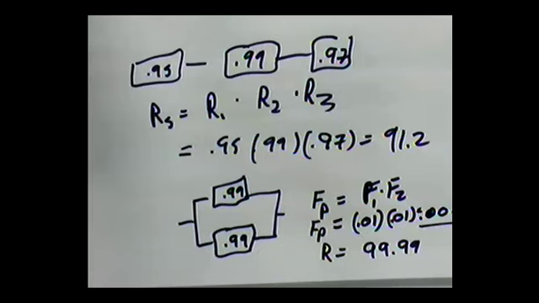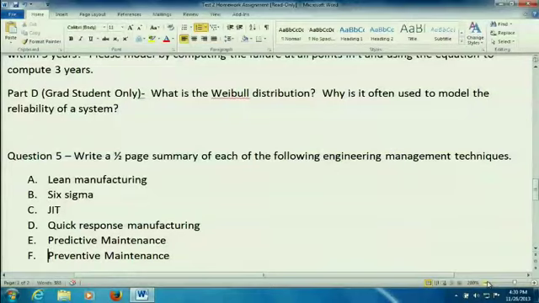For Part C, for graduate students only, you have a part composed of 3 components in series. Just do the distribution for the exponential, you multiply it together, and you'll come up with an expression in terms of the exponential distribution and can simplify it. What is the Weibull distribution? And then finally, I want you guys to write a half a page about lean manufacturing, Six Sigma, just-in-time, quick response manufacturing, predictive maintenance, and preventative maintenance.